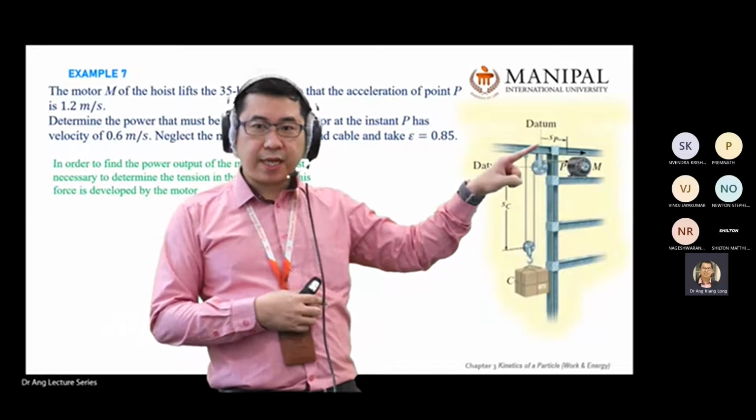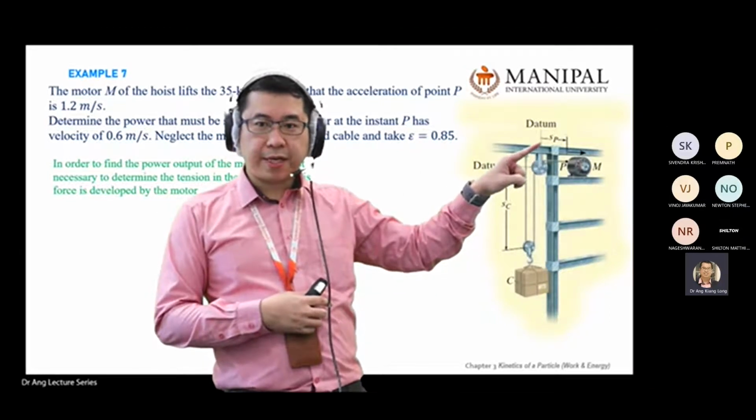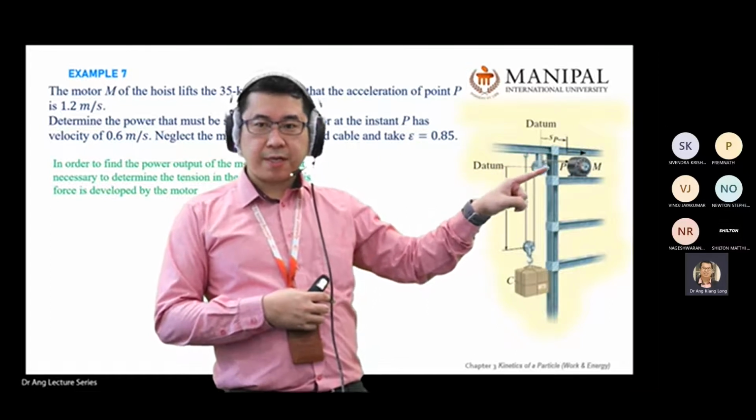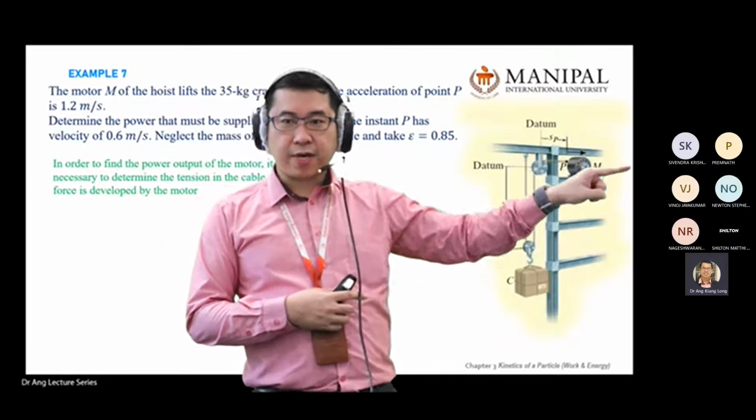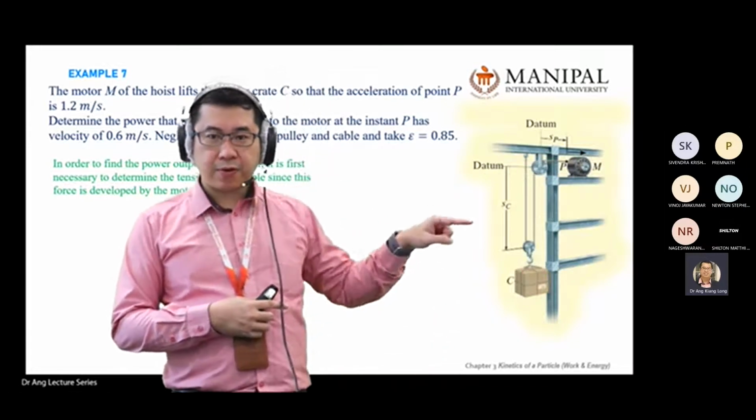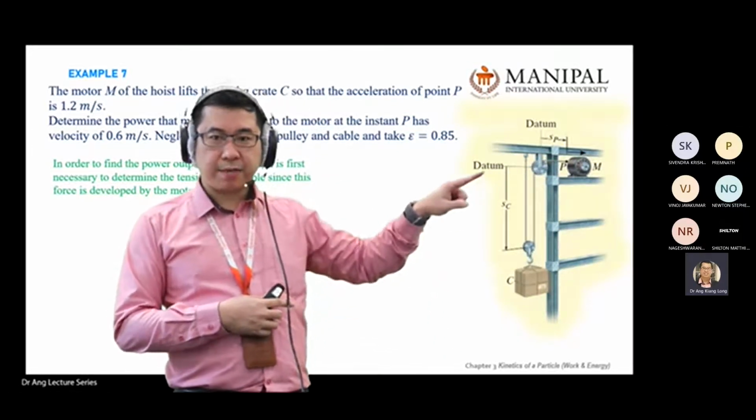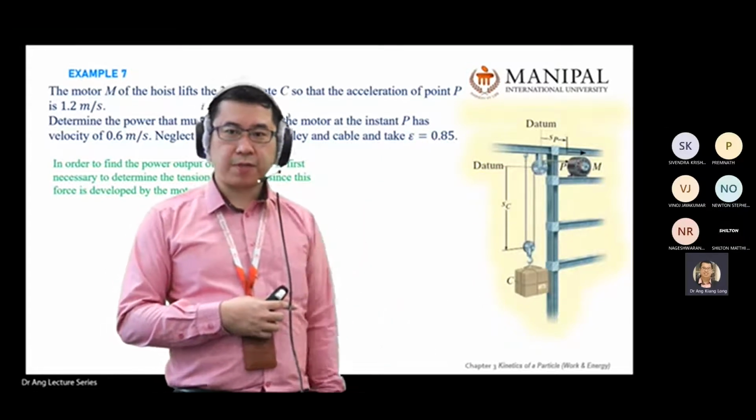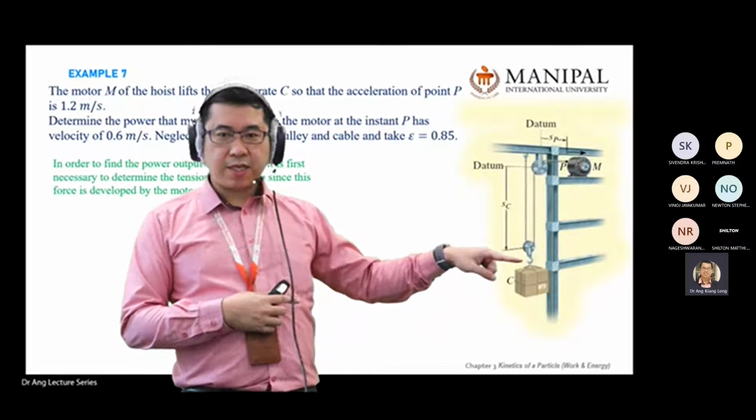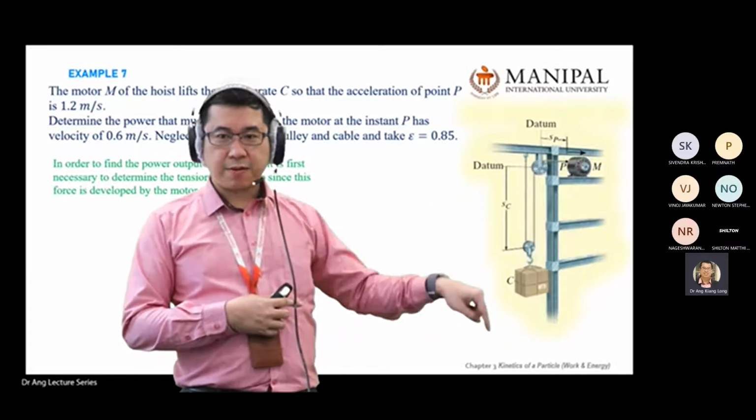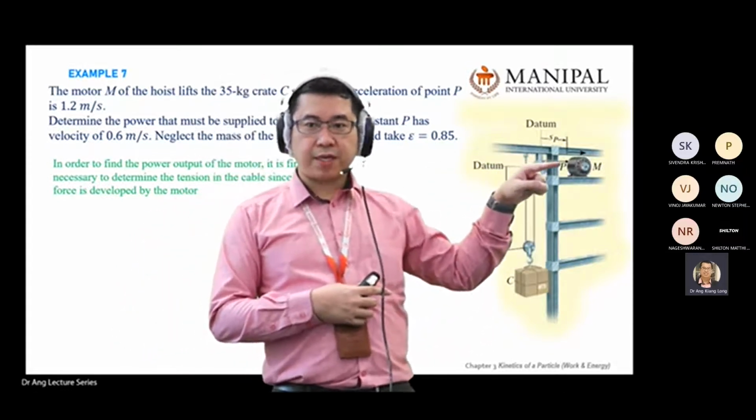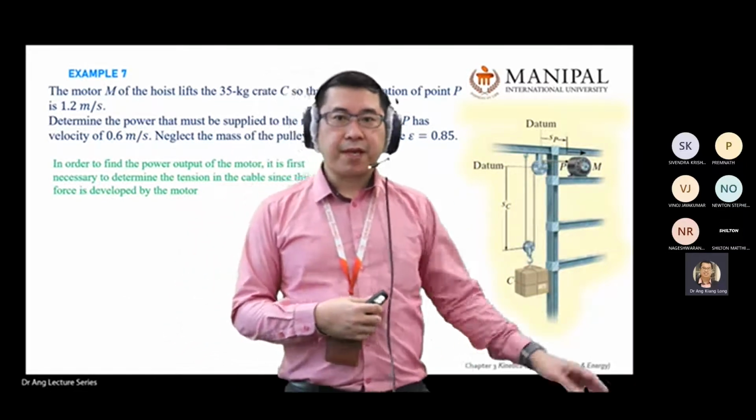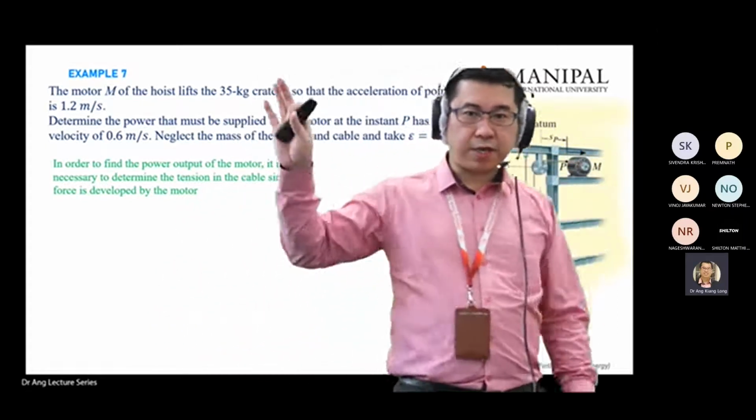Every time you see a datum, be careful of the direction of the datum. For this datum here, positive P is to the right. However, for parcel C here, your datum is from here to here positive, meaning going down is positive. For C, going down is positive. However, for P, going to the right is positive. There is some information given over here.